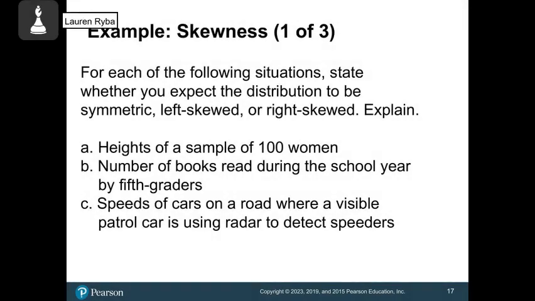Can we determine if these graphs would be symmetric, left skewed, or right skewed? We want to talk about the heights of 100 women, the number of books read during the school year by 5th graders, and the speeds of cars on a road where a visible patrol car is using a radar to detect speeders.